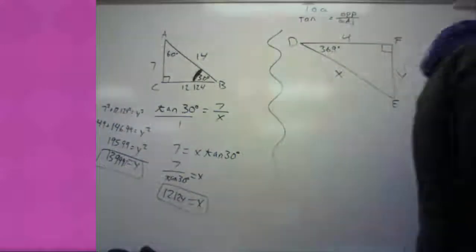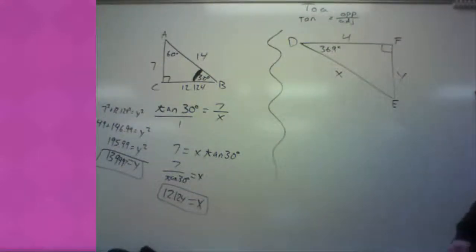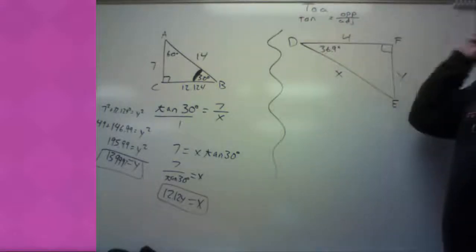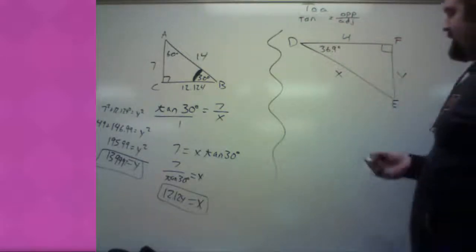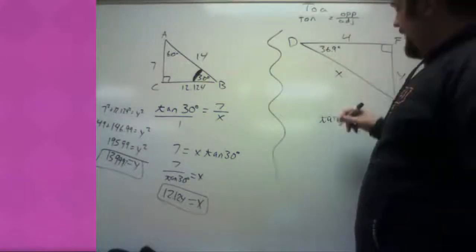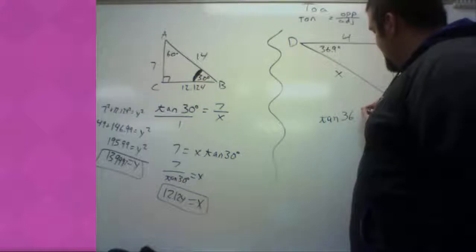I look. I have only one side length. How am I going to solve this? I could use Pythagorean theorem, but for that I need two side lengths. So I have to use sine, cosine, or tangent. Right now we only know tangent, so that's what I'm going to use. Tangent of, I know only one angle, 36.9, so let's plug the number in, 36.9.